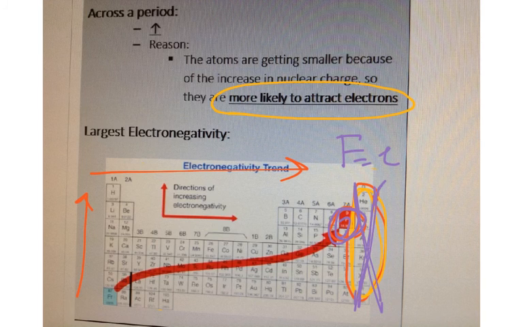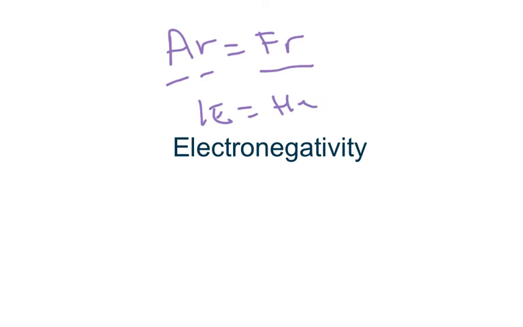Okay, so when we think about all the trends, I always go AR is FR. Why? Because atomic radius is francium. IE is HE. Why? Because ionization is helium. And then F is E. Why? Because fluorine is electronegativity.